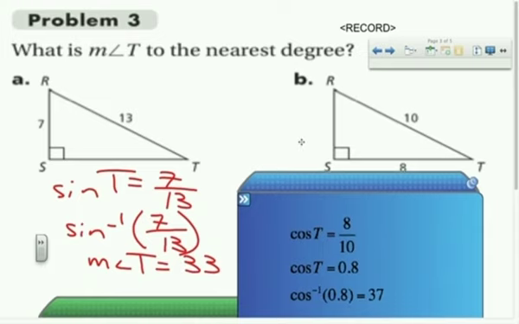In the next problem, I would hope that you'd realize that since the 8 is adjacent to the t and 10 is the hypotenuse, this time we'd be using the cosine.